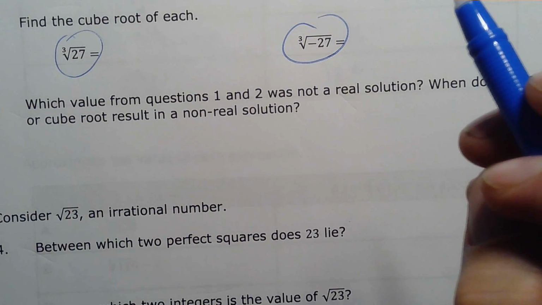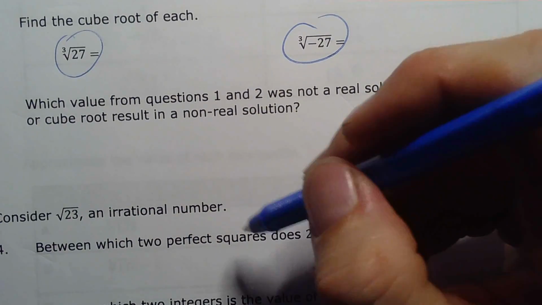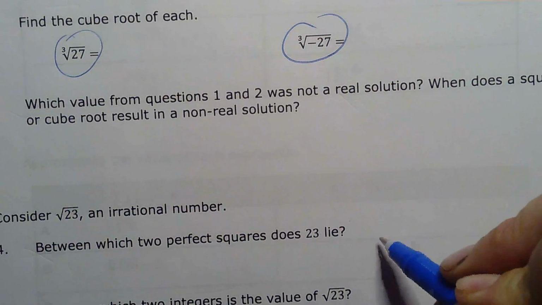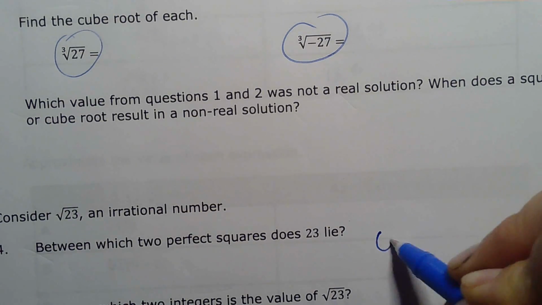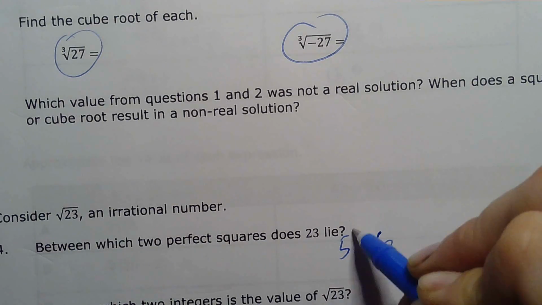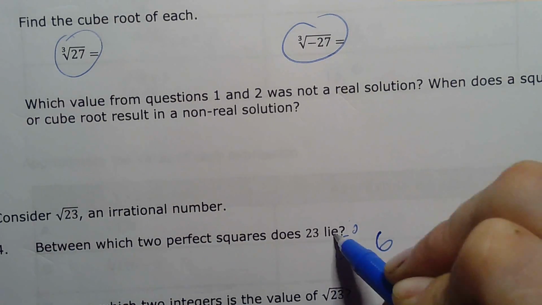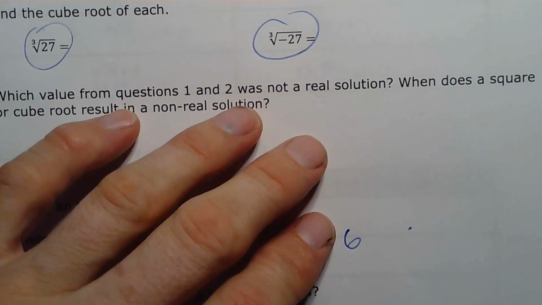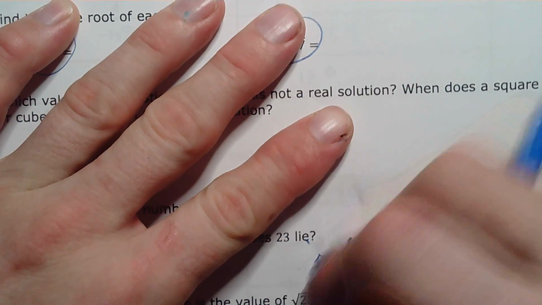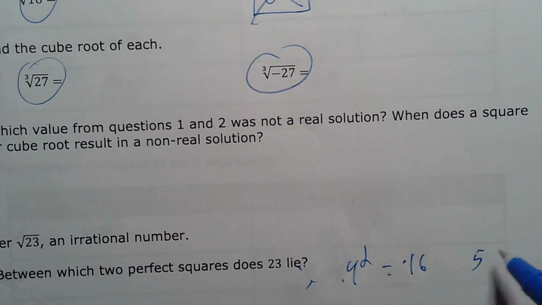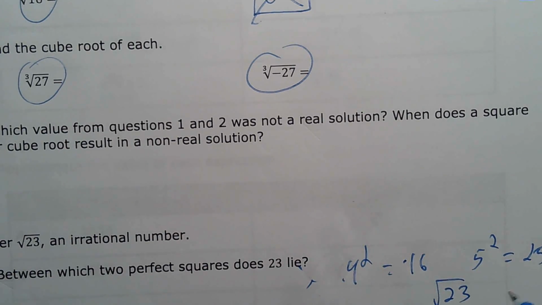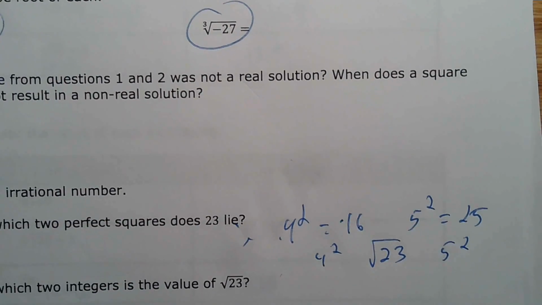Okay, between which two perfect squares does 23 lie? Let's see, 6 and 5? 6 squared is, nope, that's not right. So not 6, it's going to be 4 and 5. 4 squared is 16 and 5 squared is 25. So the square root of 23 is between 4 and 5, so there's that one.